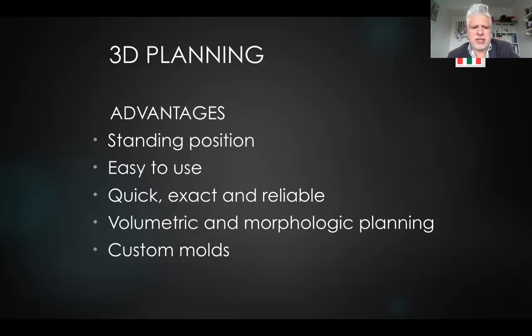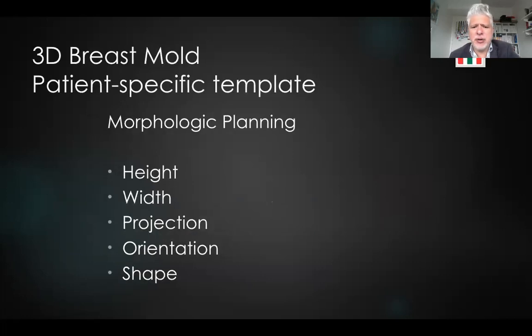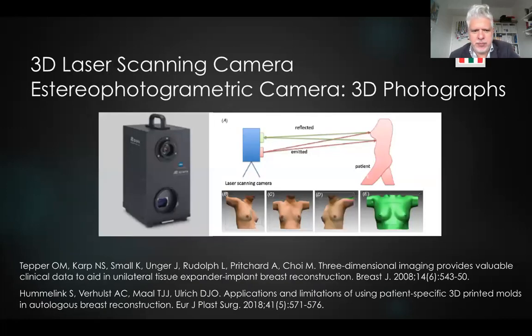And the advantage is that it is easy to use, quick, exact, and reliable. We can do both morphologic and volumetric planning. And with these images, we can create custom molds or biomodels. However, the problem is the price. Therefore, we are doing a morphologic planning in terms of height, width, projection, orientation, and shape.